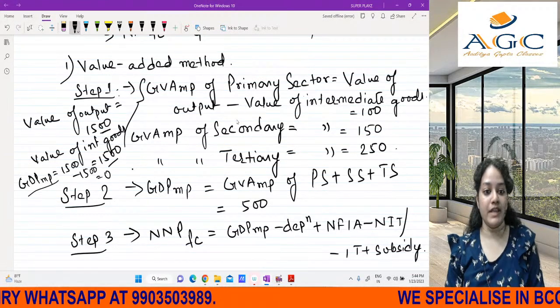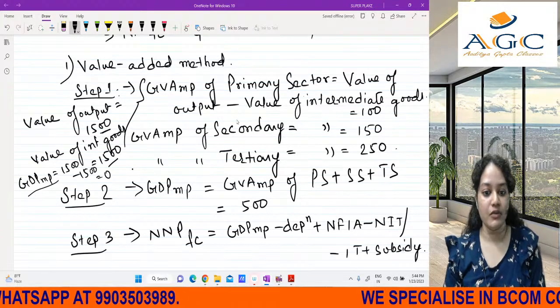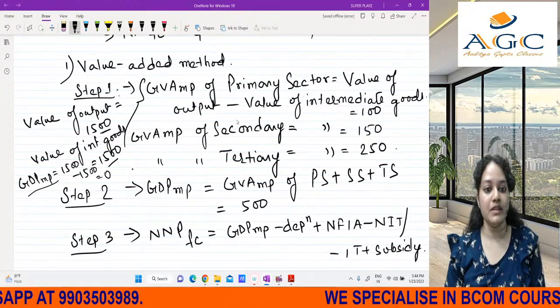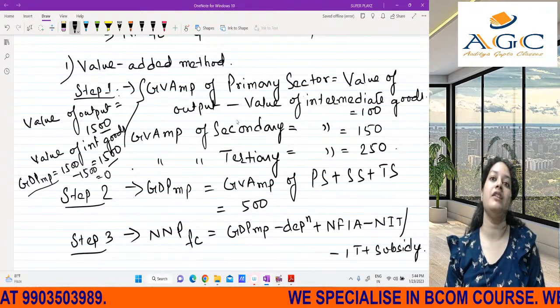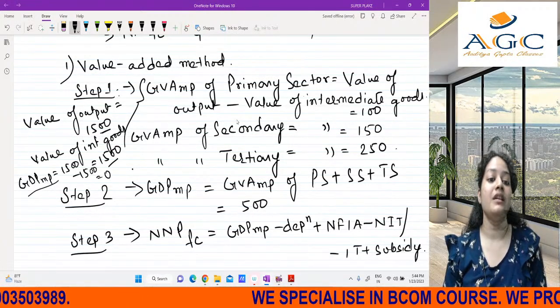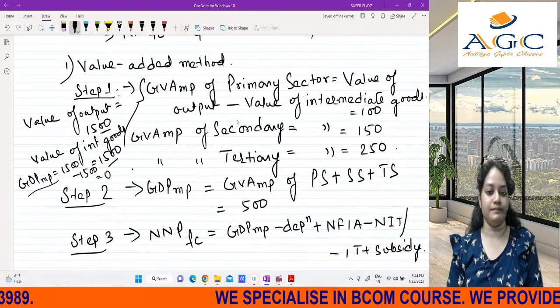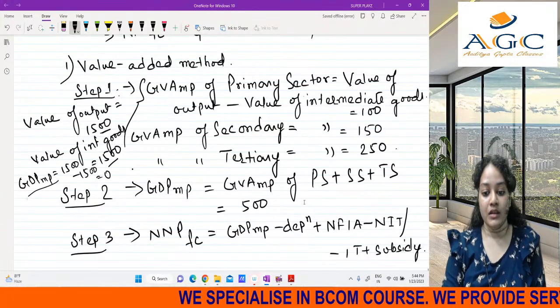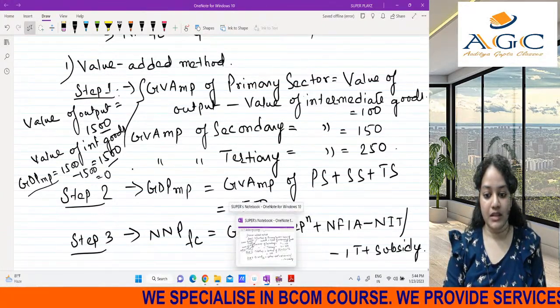Now, I hope that the value added method is clear to everyone. You have to follow 3 simple steps if all the values are given, and you have to follow 2 simple steps if the values are given all together. Okay. So, we will be doing a sum on this now.